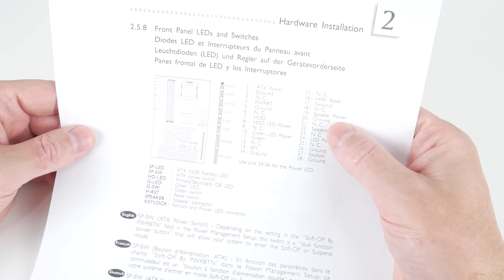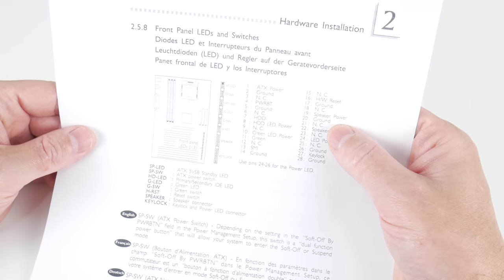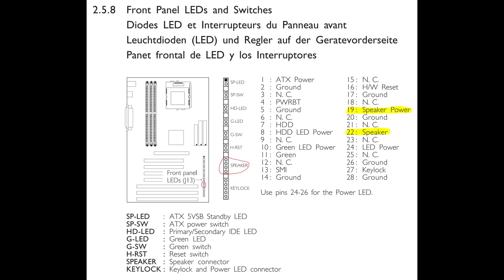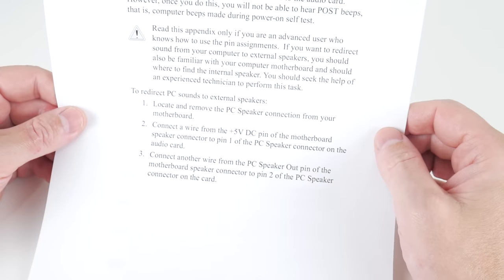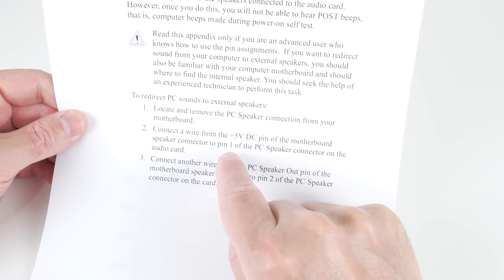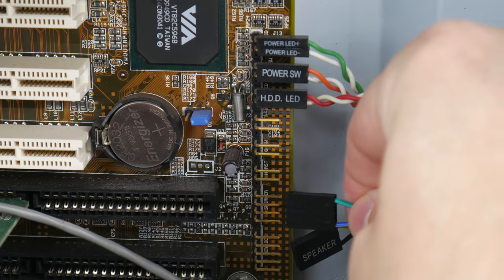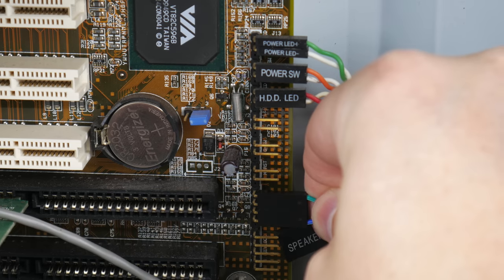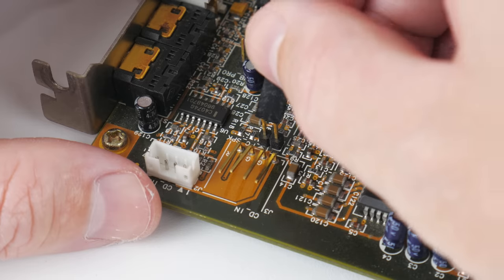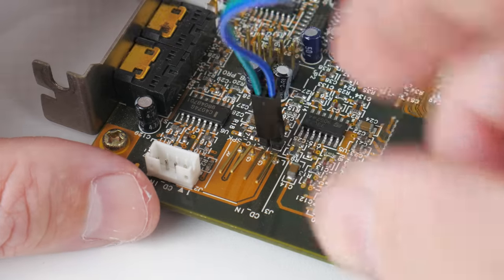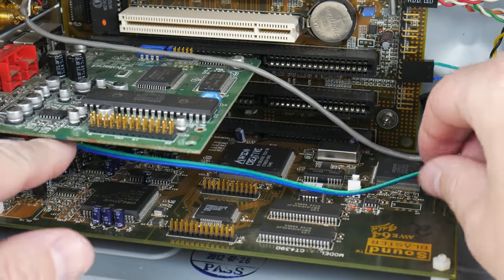To get the cabling right without any guesswork, I looked at the manual, and we can see here pin 19 is speaker power and pin 22 is the speaker signal. In the Creative Labs user manual, we can see that pin 1 connects to the PC speaker power on the main board, whereas pin 2 connects to the PC speaker signal on the main board. And now that we know the correct polarity or cable orientation, we connect the PC speaker output on the motherboard with the PC speaker input on the sound card.